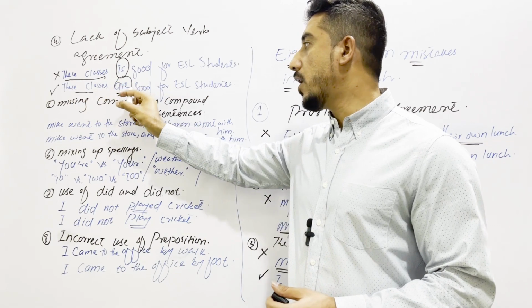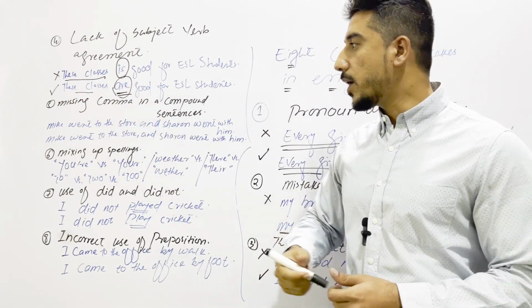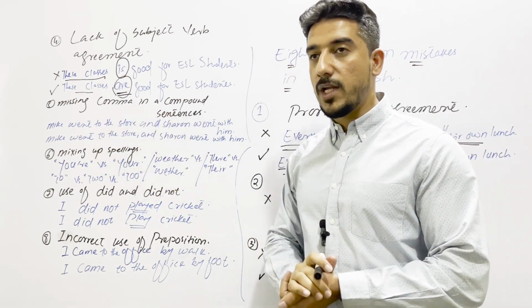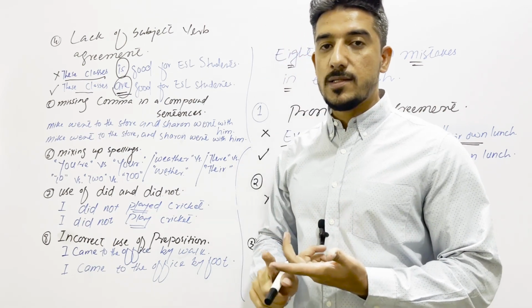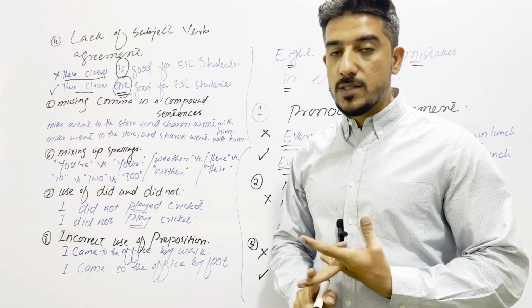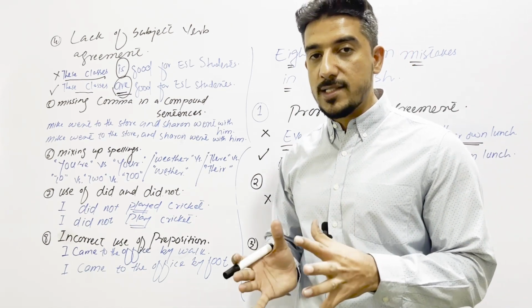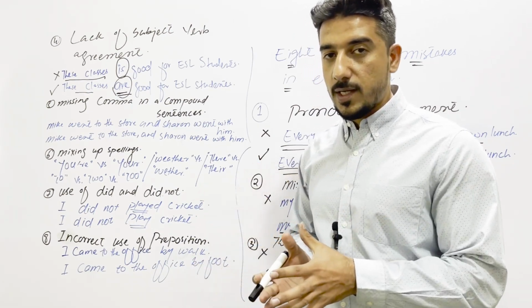The next mistake that people commonly commit is a missing comma in compound sentences. You might know about the types of sentences: simple sentence, compound sentence, complex sentence, and compound-complex sentence. Compound sentences are those in which we use two independent clauses, and both clauses express a complete idea.